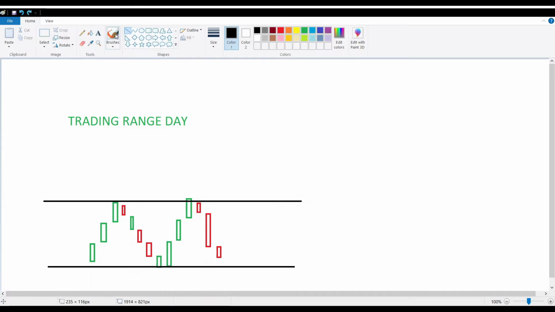So this is somewhat how the trading range day looks like. The buyers are available at the initial balance low to bring the price higher, whereas the sellers are available at the initial balance high to bring the price down.